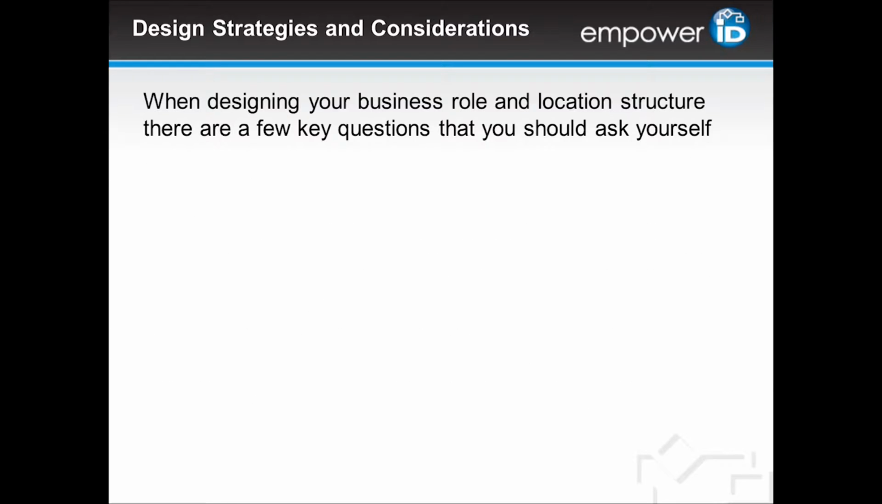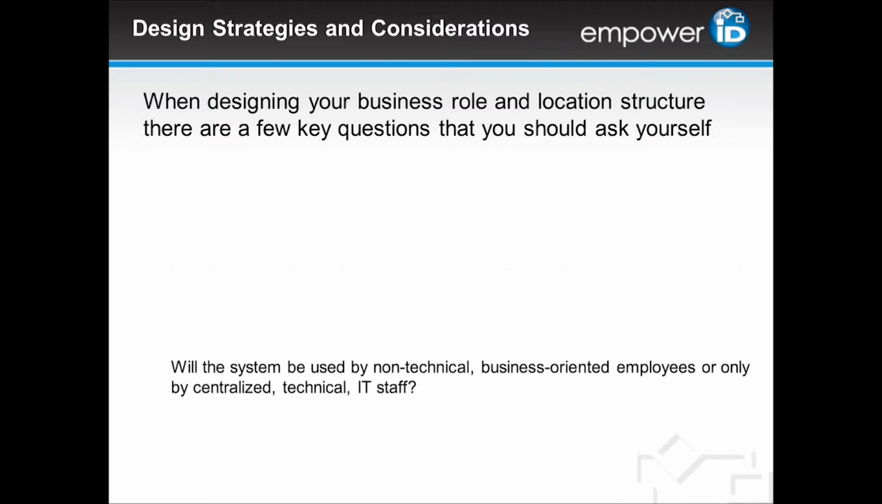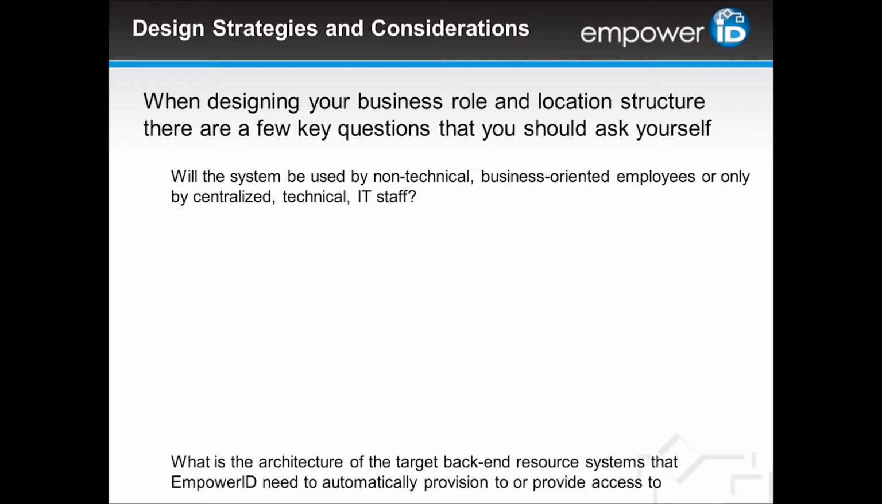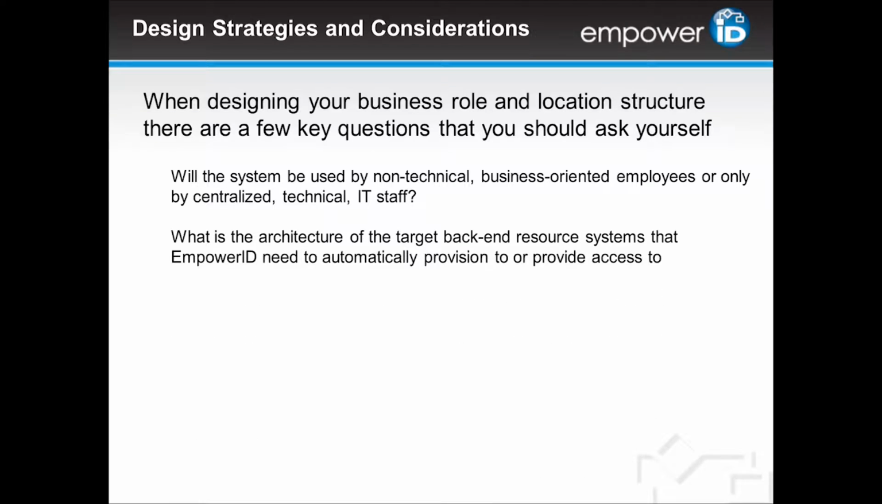So now let's take a look at some design strategies and considerations. When designing your business role and location structure, there are a few key questions that you should ask yourself as you go through the process. And the first is, will the system be used by non-technical, business-oriented employees, or only by centralized technical IT staff? Next is, what is the architecture of the target back-end resource systems that EmpowerID needs to automatically provision or to provide access to?